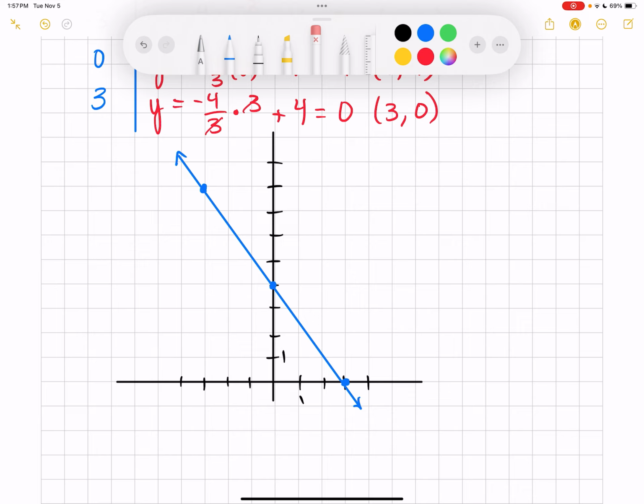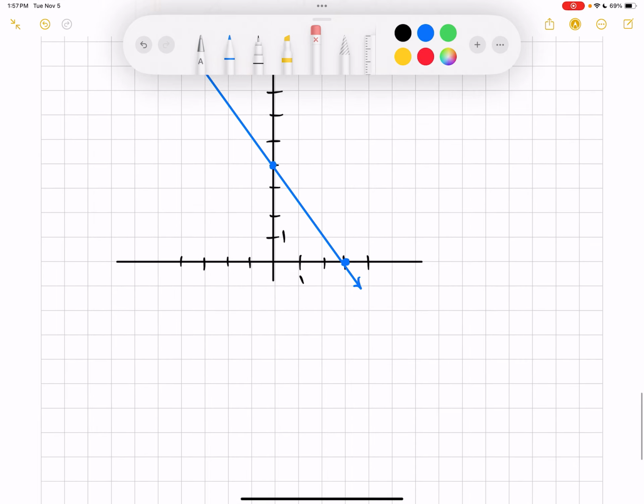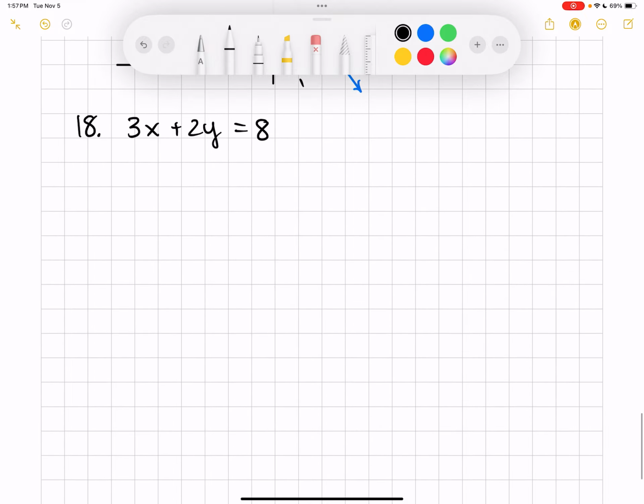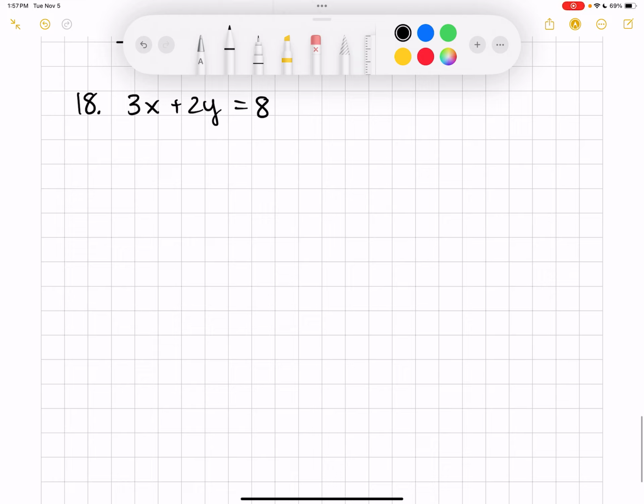All right, 18 I want you to try on your own. It'll be just like the one we just did. I'm going to walk around and see how we did, and then we'll do 2 more things, and then we'll be done. 3x plus 2y equals 8. So you need to get y by itself first, and then you need to solve it out, or find the points and graph it. Take a couple minutes and do that.